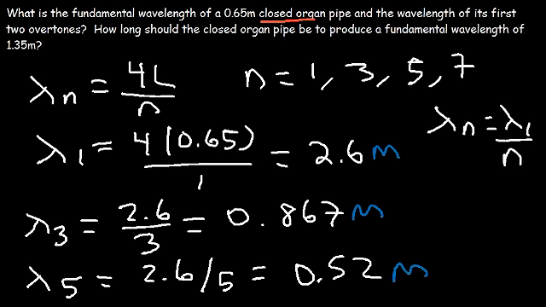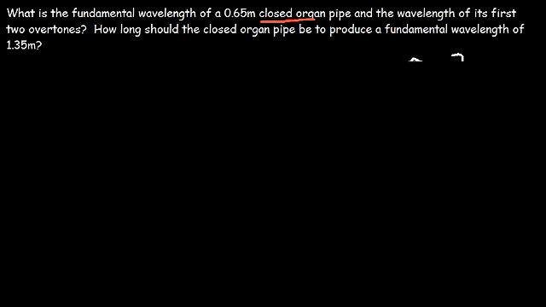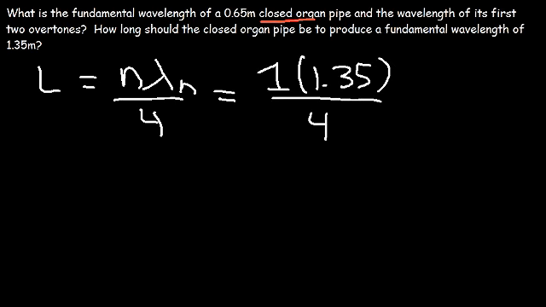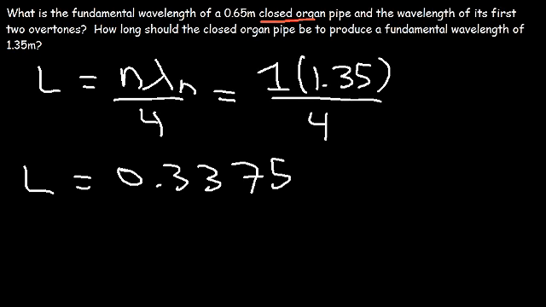Now what about the second part of the problem? How long should the closed organ pipe be to produce a fundamental wavelength of 1.35 meters? So let's use this equation if we're looking for the length of the pipe. So the fundamental wavelength, where the n value is 1, the wavelength is 1.35, and then we just have to divide it by 4. So the pipe should be 0.3375 meters long.